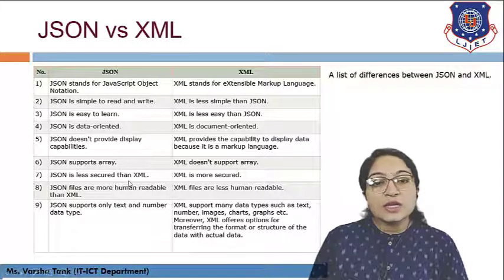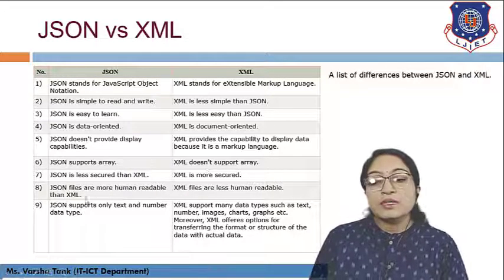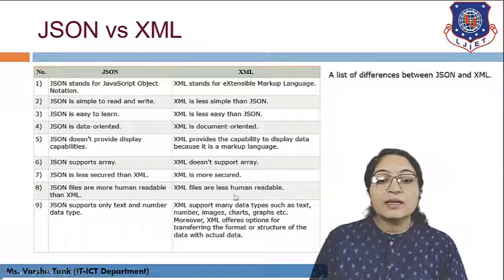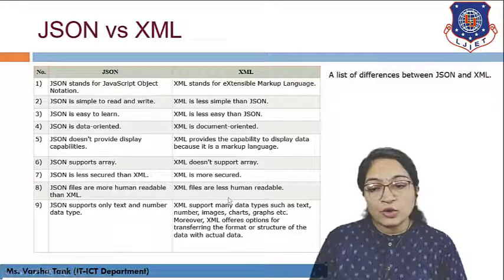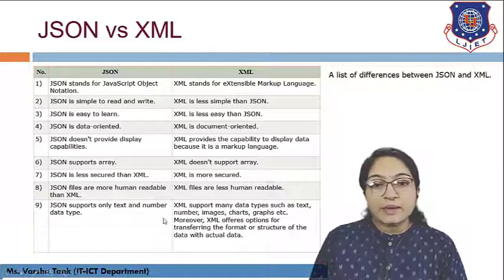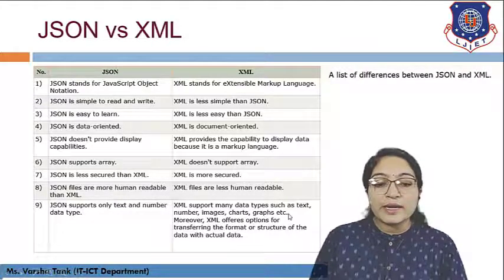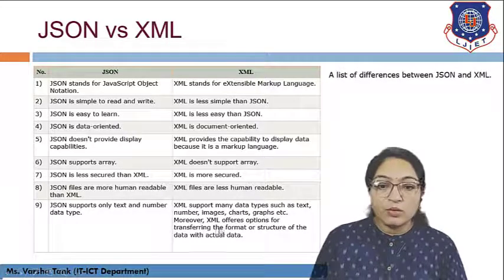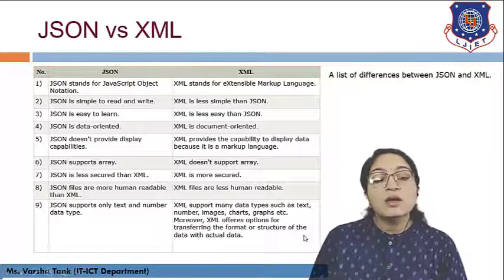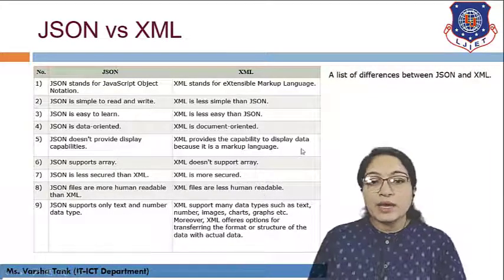JSON is less secure than XML. XML is more secure. JSON files are more human readable than XML, and XML is less human readable than JSON. JSON supports only text and number data types. XML supports many data types such as text, numbers, images, charts, graphs, and moreover XML offers the option of transferring the format of the structure of the data with the actual data.